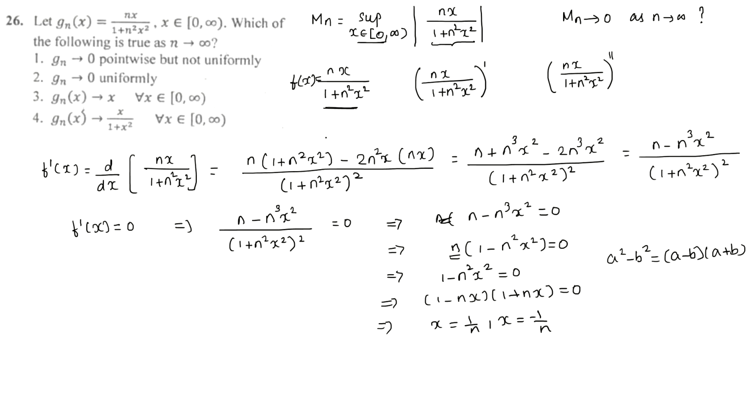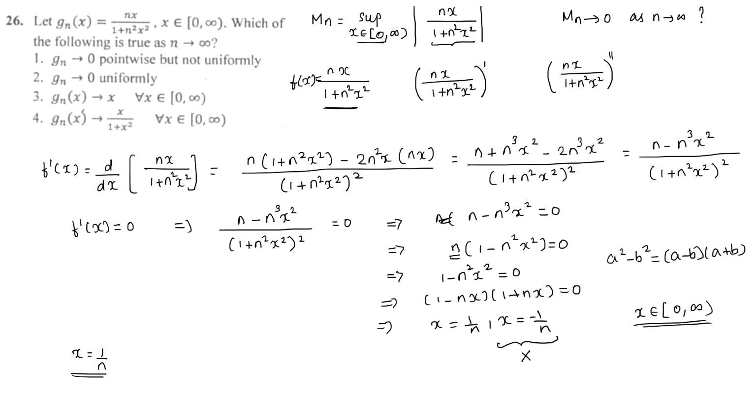We have been finding the supremum over x belongs to closed interval 0 open infinity. So we have x belongs to closed interval 0 open infinity, and therefore x equal to minus 1 by n can be discarded, and we have to find whether x equal to 1 by n is the point at which the function is attaining supremum or not. So now we will be evaluating the second derivative.